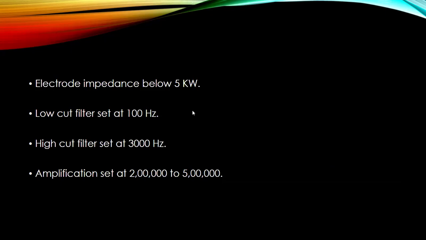So again, electrode impedance is below 5 kilo-ohms, and the low cut filter is set at 100 hertz. We can recall in VEP it was around 1 to 3 hertz. The high cut filter here is at 3000 hertz; in VEP it was 300 hertz. So amplification also differs. Here it is set at 2 lakh to 5 lakh, whereas in VEP it was 20,000 to 1 lakh.